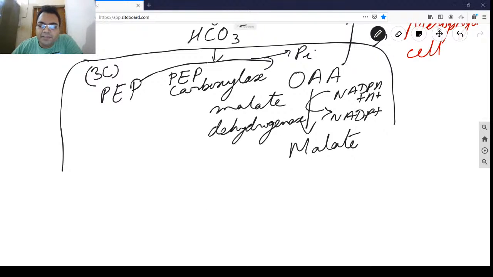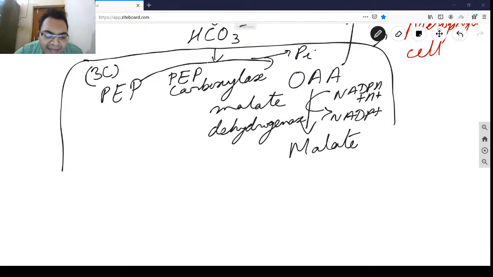Malate dehydrogenase. Now malate goes through the mesophyll cell onto the bundle sheath cell via the plasmodesmata. They are the connections between the two cells in case of plants only. Desmatal connections are absent in animal cells. We have the tight junctions, the gap junctions, occludin, claudin, then integrin, cadherin, selectin and all. But plants have plasmodesmatal connections.